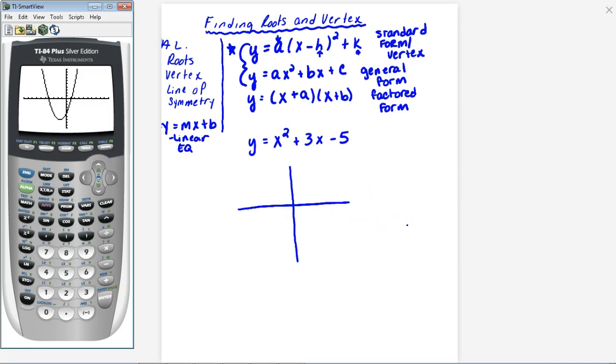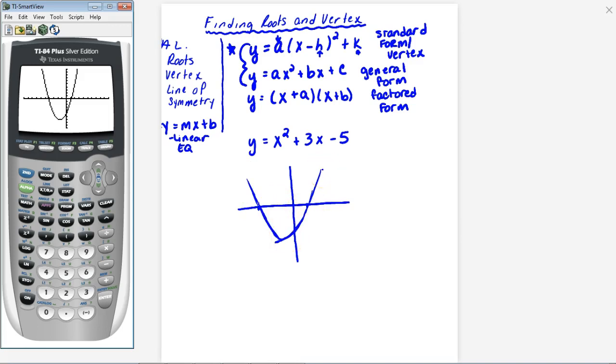I'm not going to put any numbers down yet, but it looks like it goes down here, and it hits here, and it goes over, it's farther here, right? And it's not very pretty, but there's the sketch of what this parabola looks like.